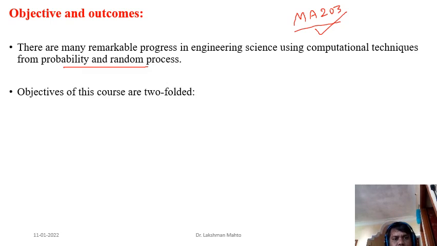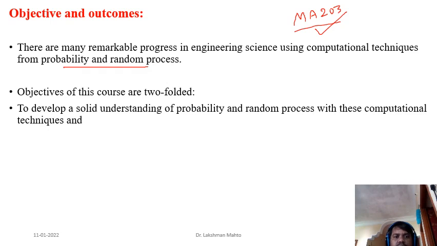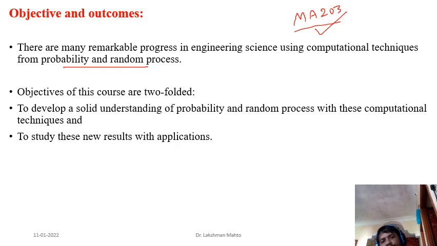Further, you can say this objective is twofold. I try to unify things from a computational mathematics perspective. Here we have to develop a solid understanding of probability and random process techniques. With these computational techniques, we have to study a few new results and their application to communications. Mostly in electronics and communications, you are all solving problems from communication domains, so we will apply those techniques to solve communication problems. That would be the application part of this course. I will take you through an interesting example as well.